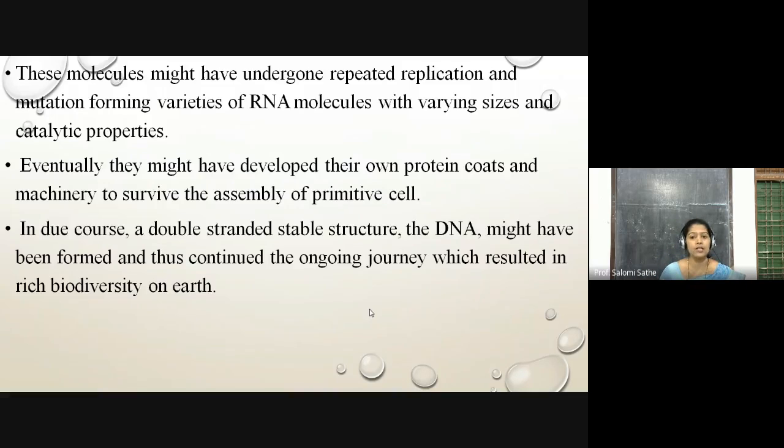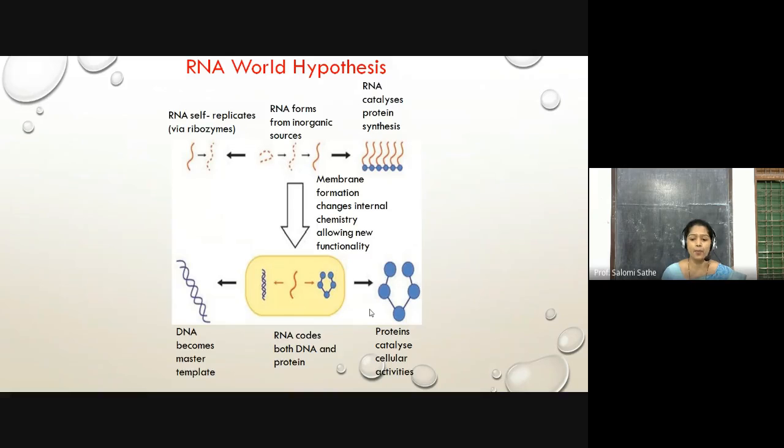We know that RNA is a single-stranded structure, but in case of rRNA, ribosomal RNA, sometimes they get folded upon themselves and form a double helical structure. But in case of DNA, we know that DNA is the double helical or double stranded structure, which is very stable, and the DNA might have been formed and thus continued the ongoing journey which resulted in rich biodiversity on Earth. Okay. Now, this is the RNA hypothesis.